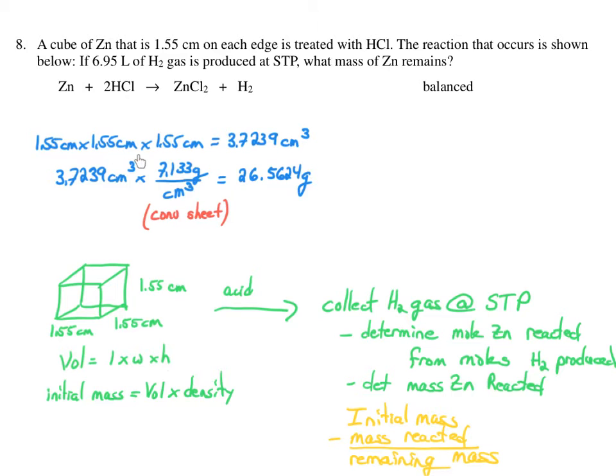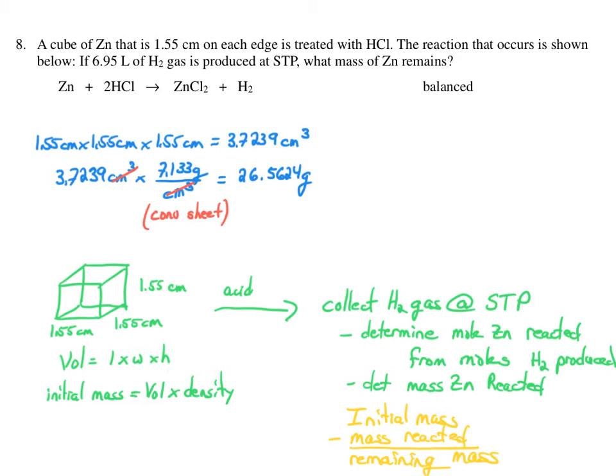Here's where we calculated the initial mass. So we have the length times the width times the height. That gives us the volume of the cube in cubic centimeters. We get the density of zinc from our conversion sheet. And we see from our units that we're going to get units of grams. So that's our initial mass.